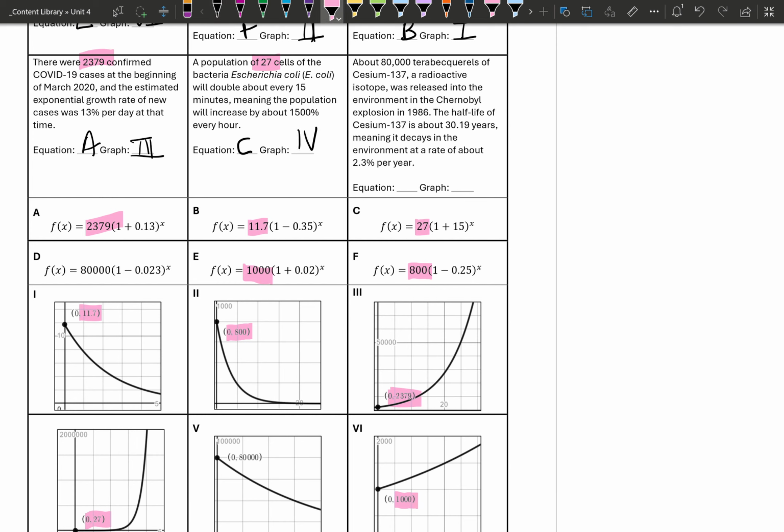Lastly, we have 80,000 terabecquerels. I don't think I'm saying that right, but it's a big amount of a radioactive isotope, which was released in the 1986 explosion in Chernobyl when the nuclear reactor exploded. The half-life of this radioactive isotope is about 30.19 years, meaning it decays in the environment at a rate of 2.3% a year. So I'm looking for that 80,000. That's in letter D. And again, looking at my graphs, there's my 80,000 in the 5th graph.